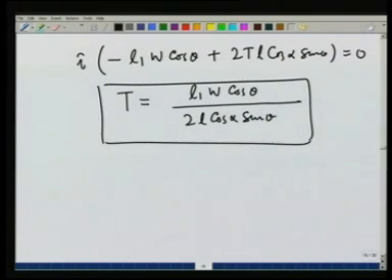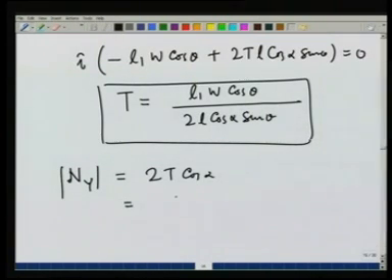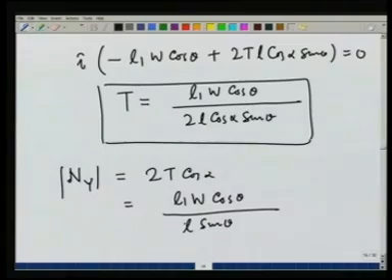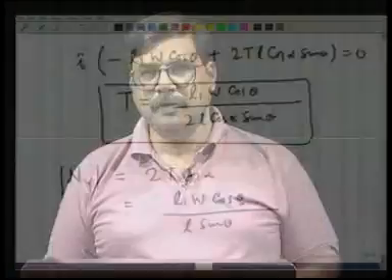Once T is calculated, you can calculate N_y, which is equal to 2T cosine of alpha in magnitude, which will come out to be L1 W cosine theta over L sine of theta, and that is your answer. So, we considered a ball and socket joint.